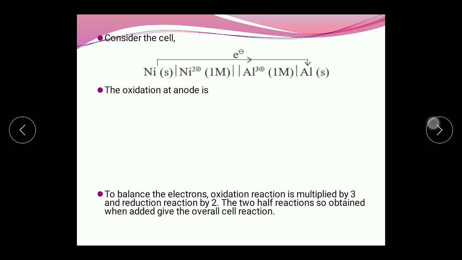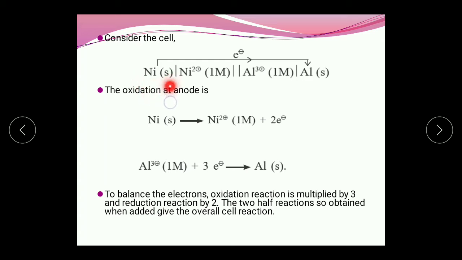For that, consider a cell like this. It has Ni in solid state, a single vertical line, Ni2+ with the concentration 1 mole, a double vertical line, Al3+, again with the concentration 1 mole, Al solid. We learned this in the previous session.